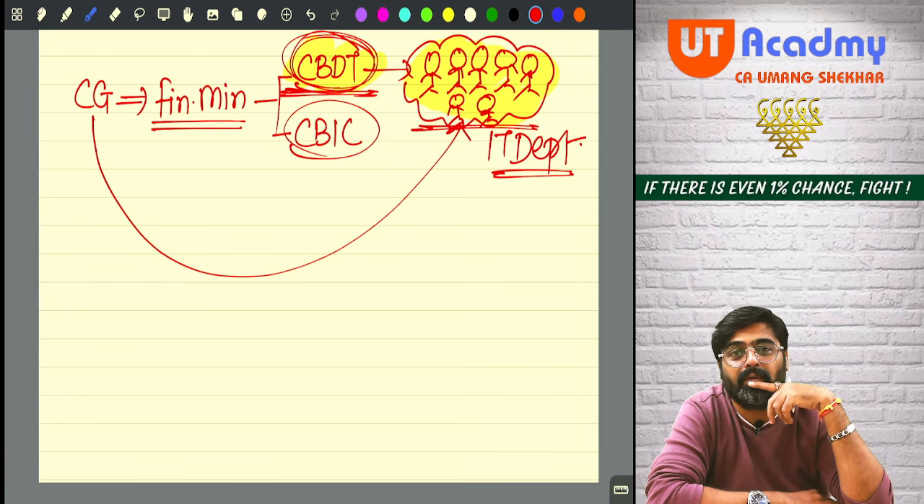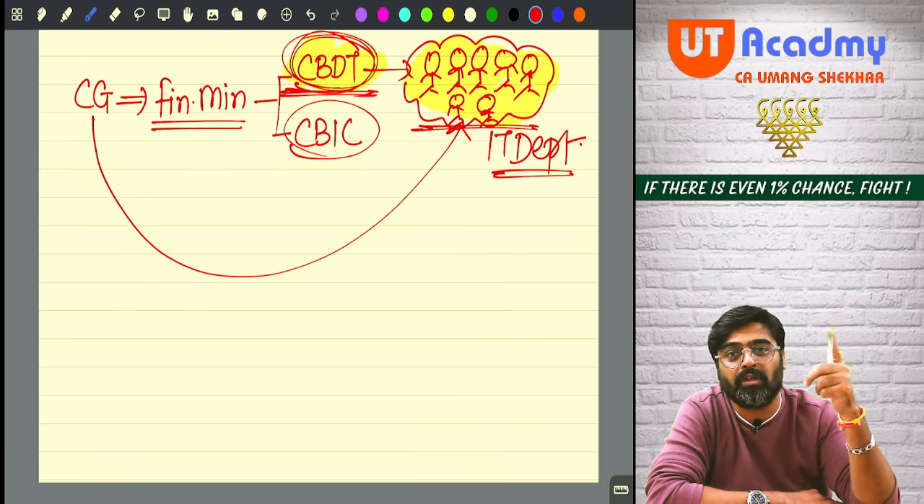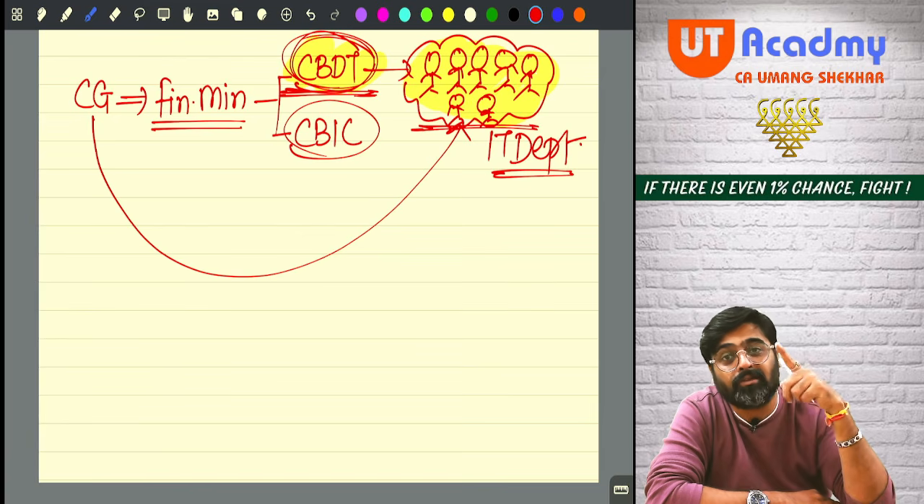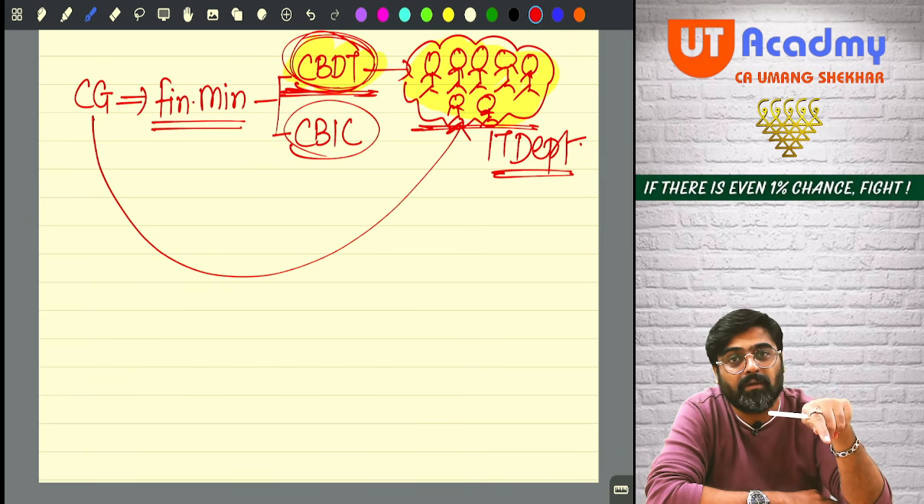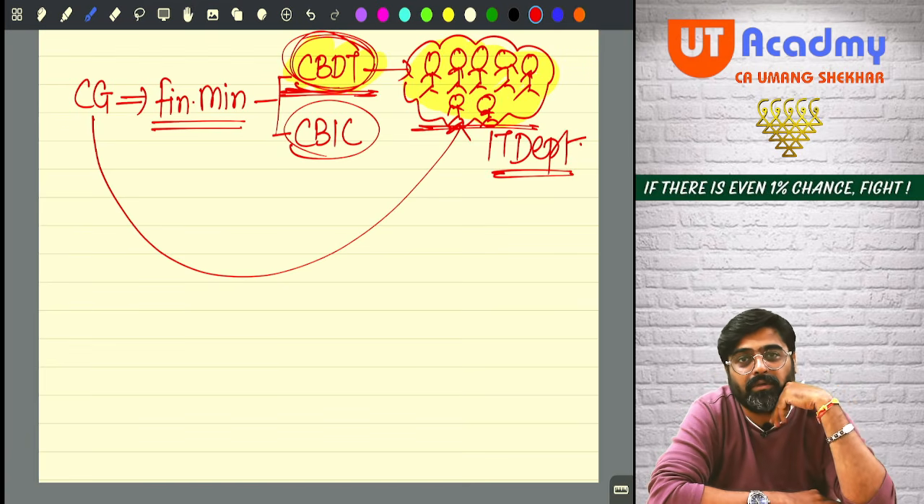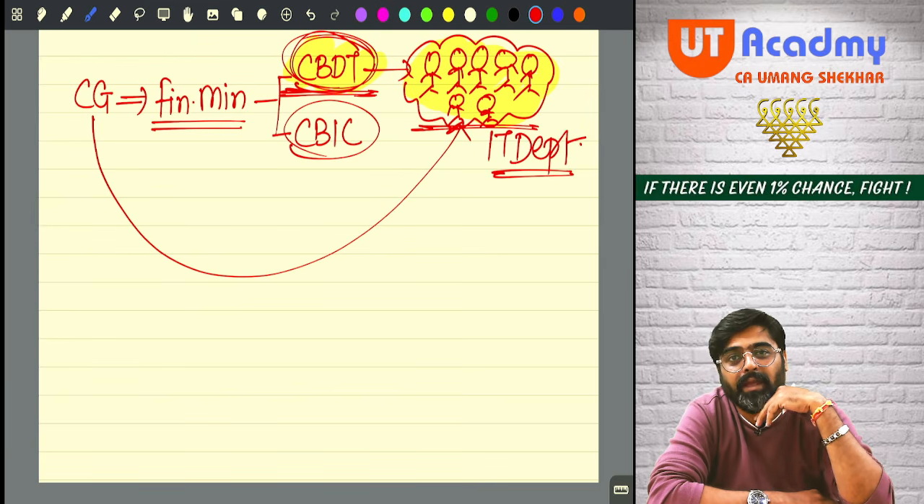Targets will be given, instructions will be given, do this, do that, don't do this, don't do that. Getting my point or not? Because it is the ultimate responsibility of the CBDT, through this Income Tax Department, to make the people follow the law and collect the income tax. Got it, everyone? Hence, what happens?